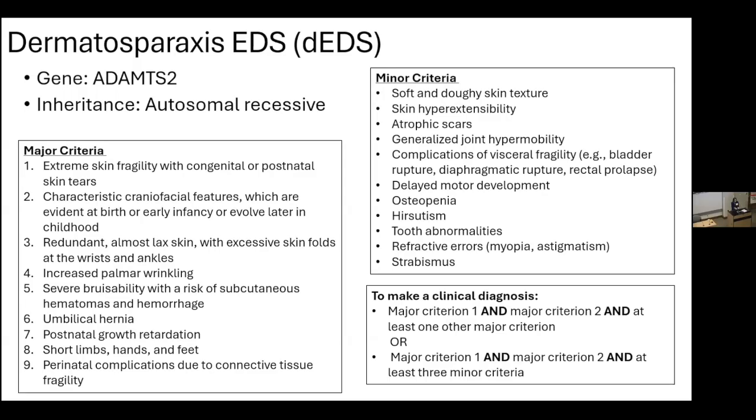There's postnatal growth retardation. So in general, these folks will be shorter than average, and they have short limbs and hands and feet. And there are quite a few perinatal complications due to connective tissue fragility. So for this one, the clinical diagnostic criteria include the major criteria 1 and 2, and at least one other major criterion, or 1 and 2 of the major criteria, and at least 3 minor criteria.